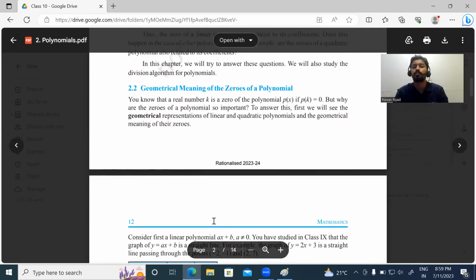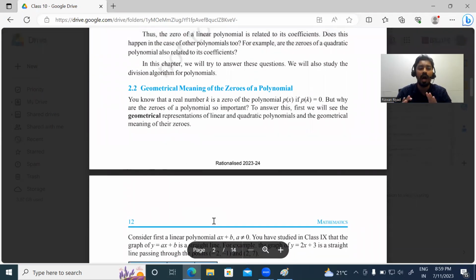Geometrical meaning of zeros of the polynomial. I've explained about the zeros of the polynomial. I hope it's clear for you. Now, what does this mean geometrically? In this section, we will discuss the geometrical meaning of the zeros of the polynomial. For that, we need the graph of the polynomial.